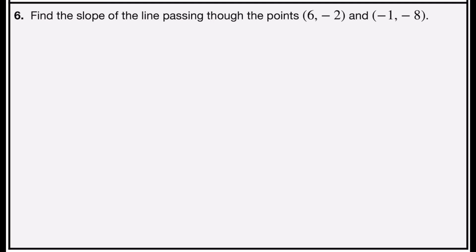Problem number 6 says find the slope of the line passing through the points (6, -2) and (-1, -8). So I'm going to use the formula. Slope is equal to change in y over change in x, or second y minus first y, over second x minus first x. Then I'm going to substitute.